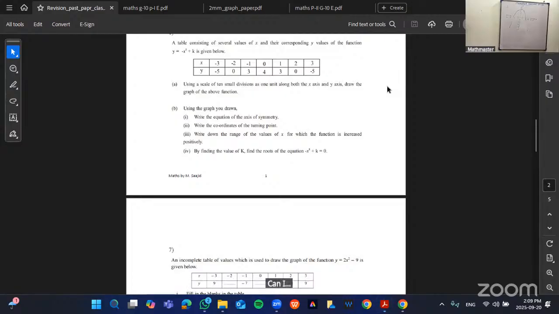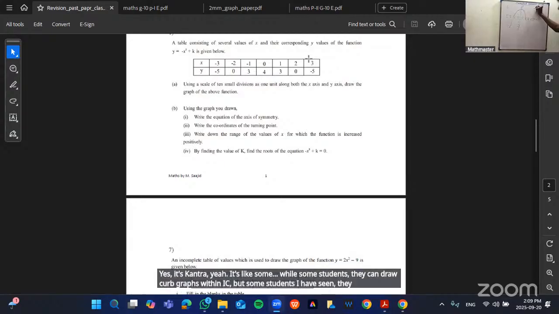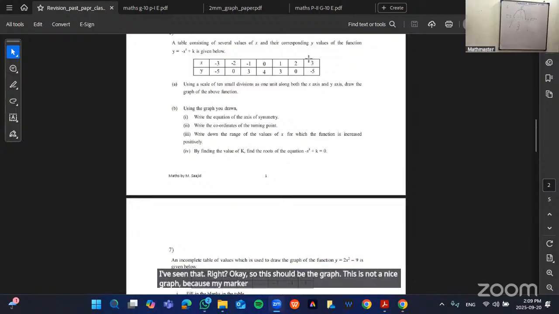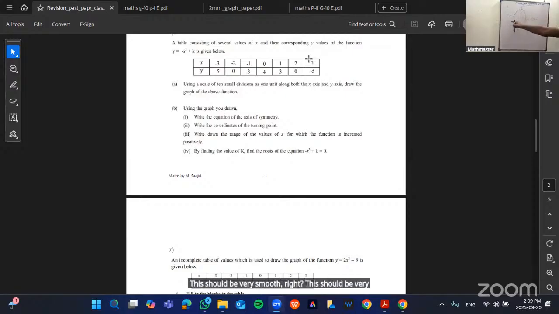Some students can draw curve graphs very nicely, but some students I have seen draw them a bit slanted. Don't make small slants, because they look for smooth curves and give marks for that as well. I've seen that. Okay. So this should be the graph. This is not a nice graph because my marker has put a bump here. This should be very smooth, and it should be like this.